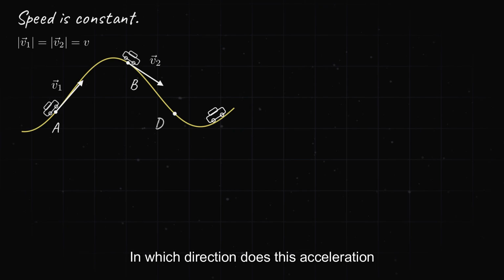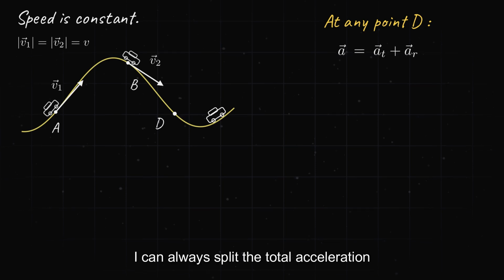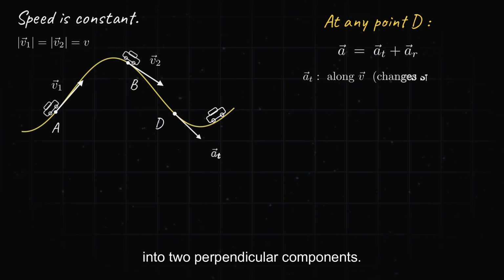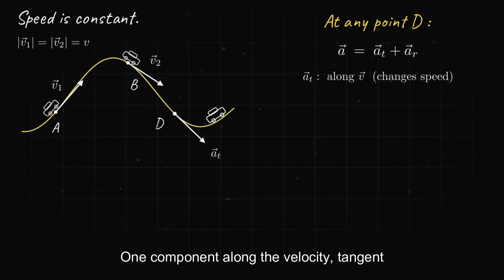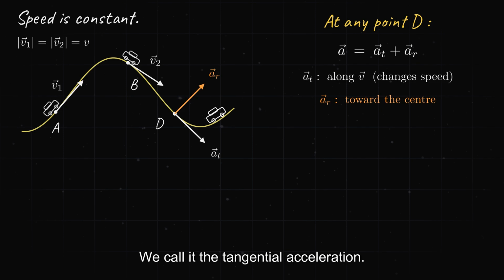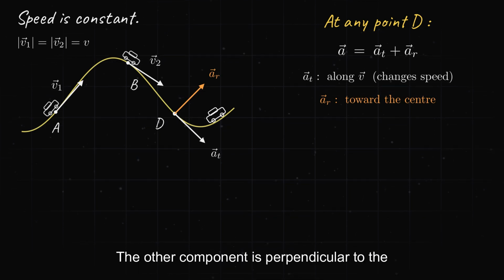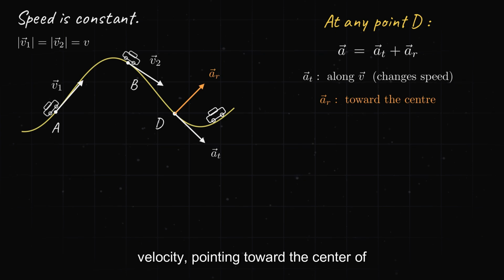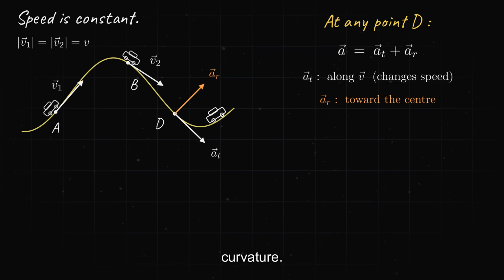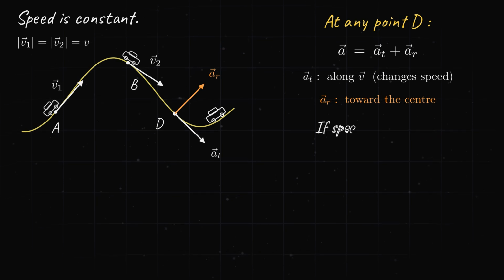Next question, in which direction does this acceleration point? Take any point D on the path. At D, I can always split the total acceleration into two perpendicular components. One component along the velocity, tangent to the path. We call it the tangential acceleration, a_t. Its job is to change the speed of the car. The other component is perpendicular to the velocity, pointing toward the center of curvature. We call it the radial, or centripetal acceleration, a_r.